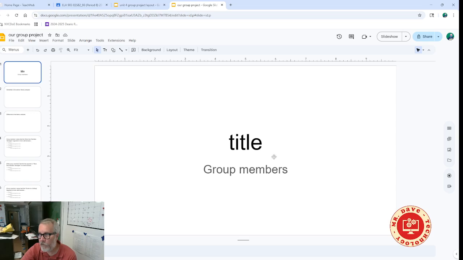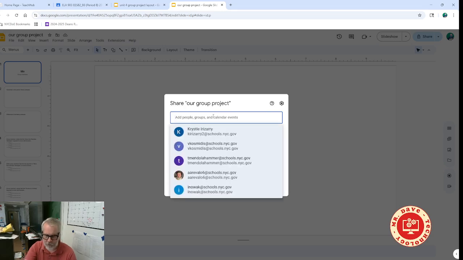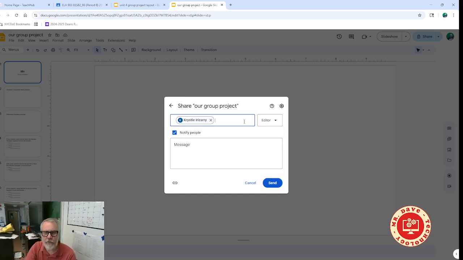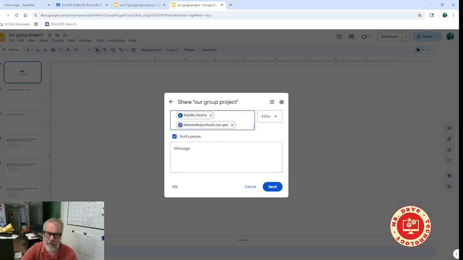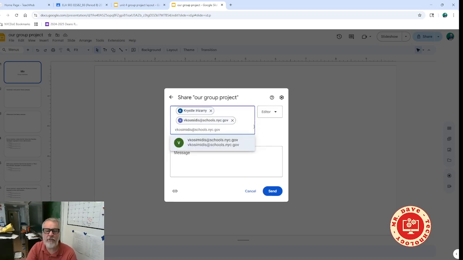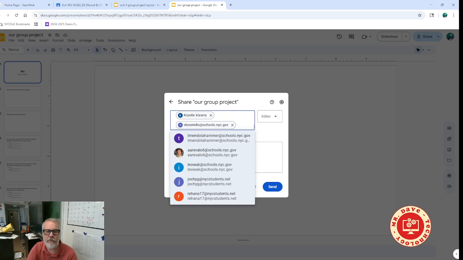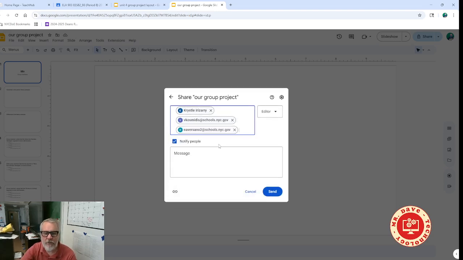Now let's say I've got 3 other people in my group. You want to have at least 2 people because that's the minimum, or you could have 3 or 4, which probably works best. But work with whoever you want to work with. So the first thing I'm going to do is click share. Let's say, for example, I've got Miss Crystal in my group. I know I've got Miss Cosmedes in my group. And let's say I've got Miss Aversano in my group. They're all in my group.